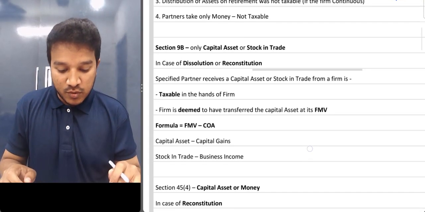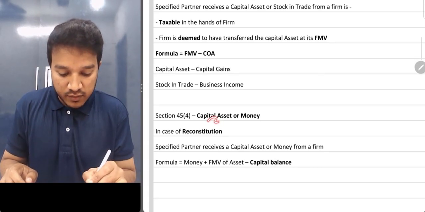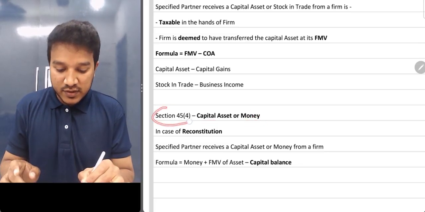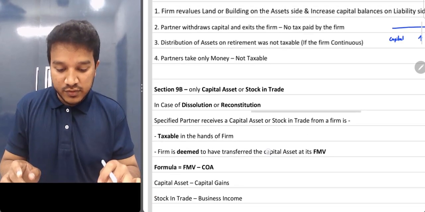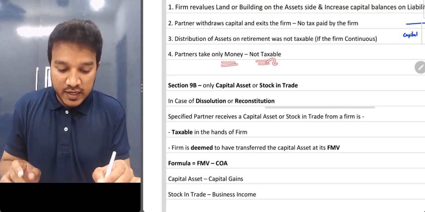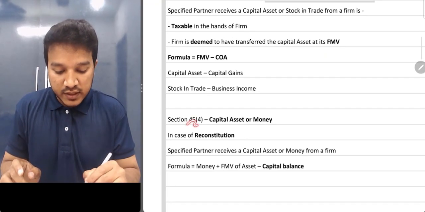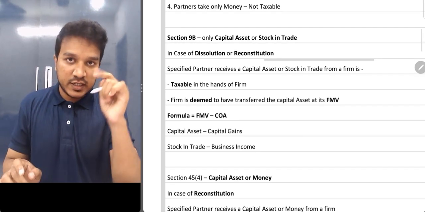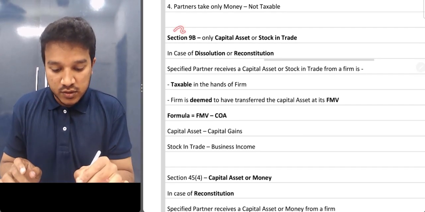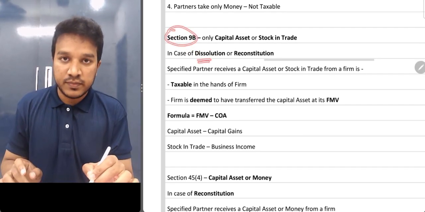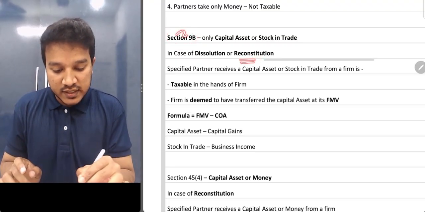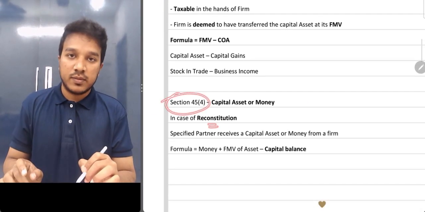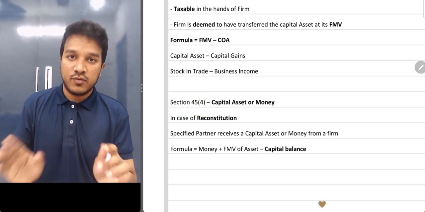Clear? Section 45(4) covers capital asset and money. If you are giving any money, then it is covered under section 45(4). Earlier, partners taking only money was not taxable, but now that loophole is covered under section 45(4). Now, the most important thing: in case of dissolution, only section 9B is applicable, but in case of reconstitution, section 9B is also applicable and section 45(4) is also applicable. Understood till here? Following or not?